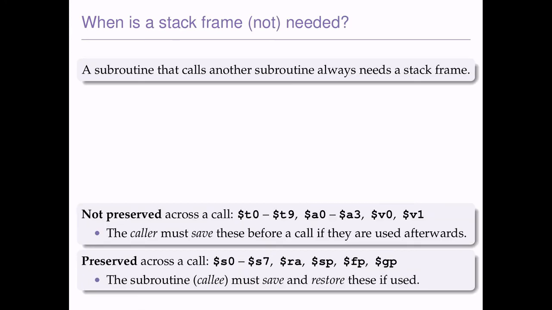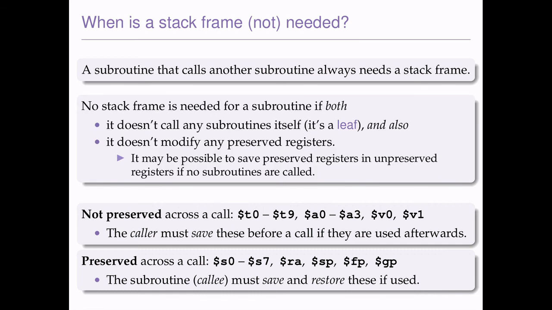So let's have a look at when we would need or not need a stack frame. Now, a subroutine that calls another subroutine always needs a stack frame, and that's because we need to store the return address, otherwise we'll overwrite it. So you always need a stack frame when your subroutine calls another subroutine. That's a very good rule of thumb.